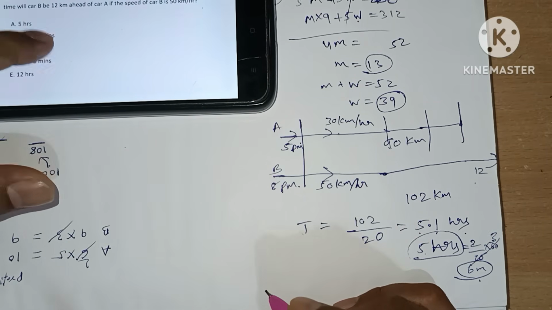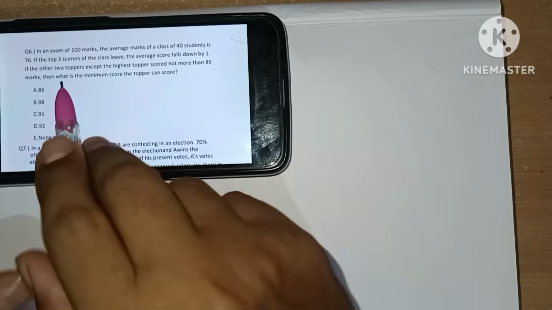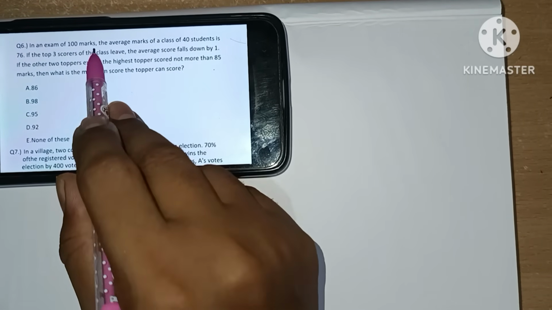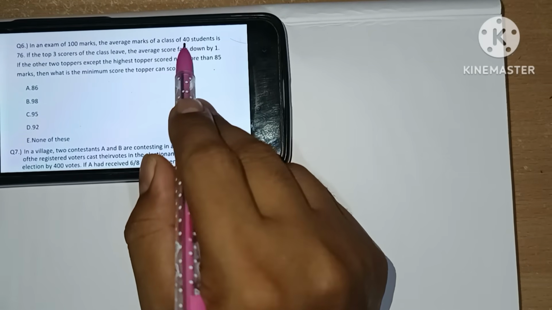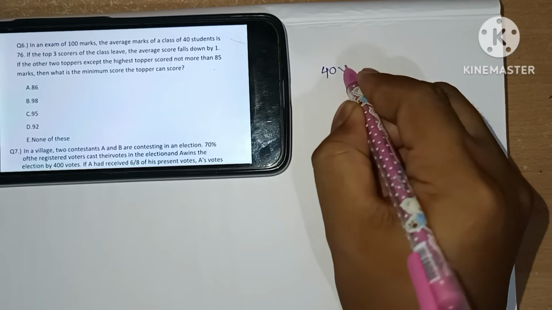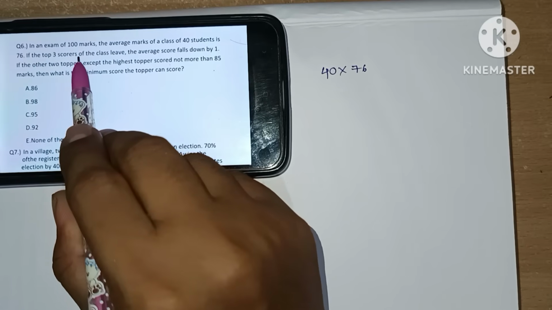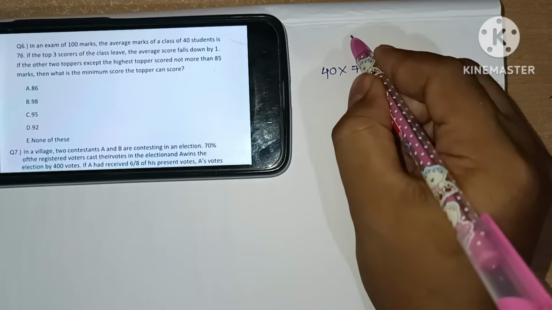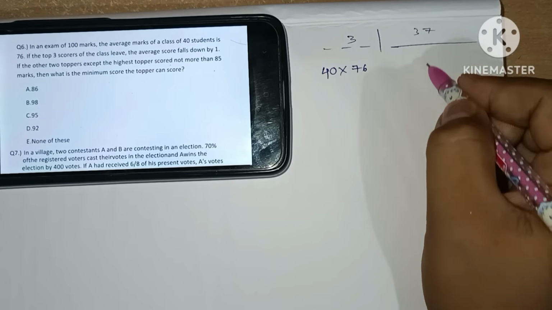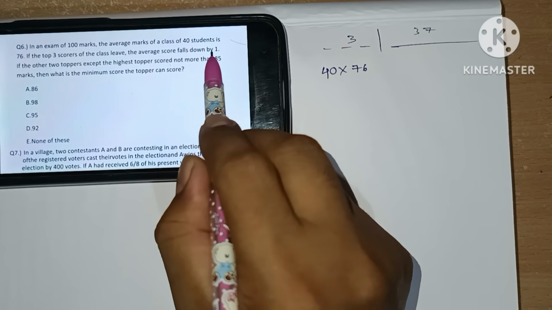Next, sixth question. The sixth question says that in an exam of 100 marks, the average marks of a class of 40 students is 76. So total marks of 40 students is 40 into 76. If the top 3 scores of the class leave, so 3 members leaving, 1 2 3, remaining are 37 students. The average score falls down by 1.